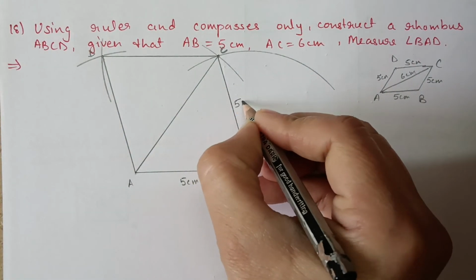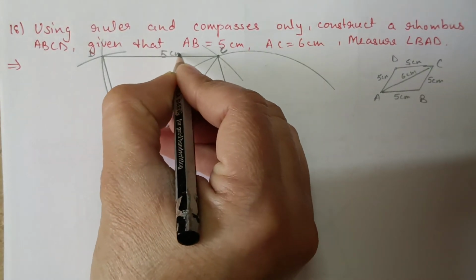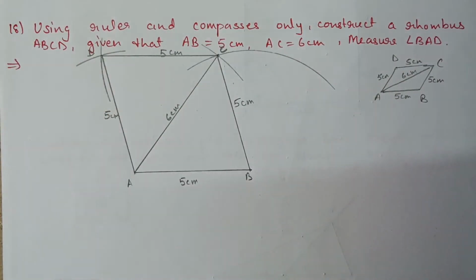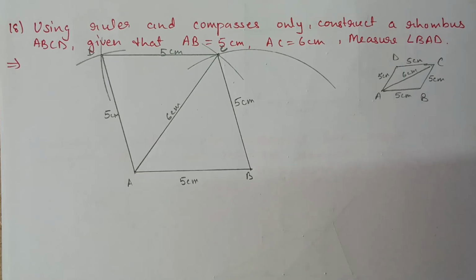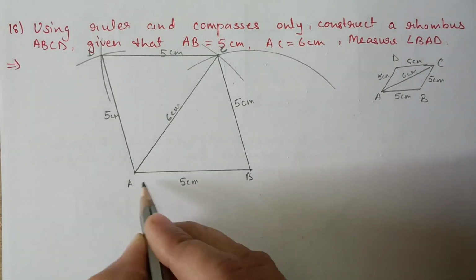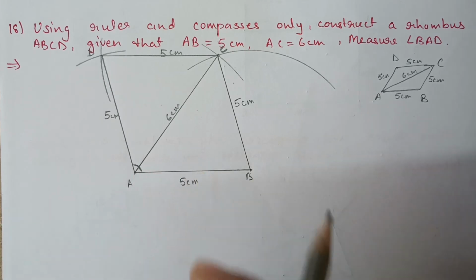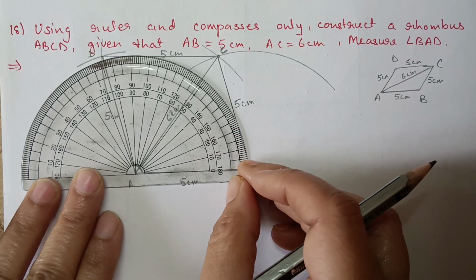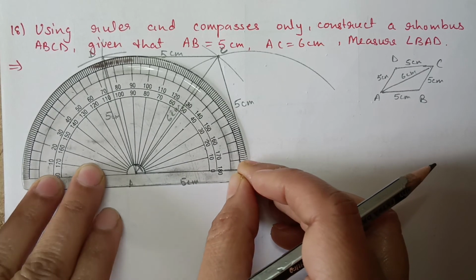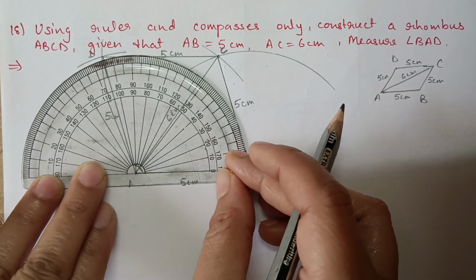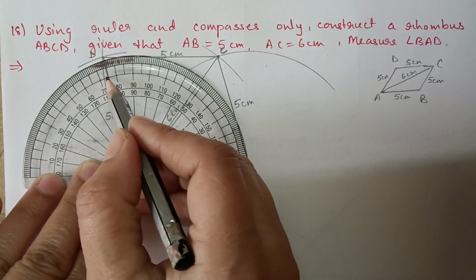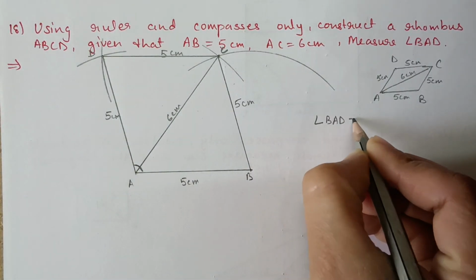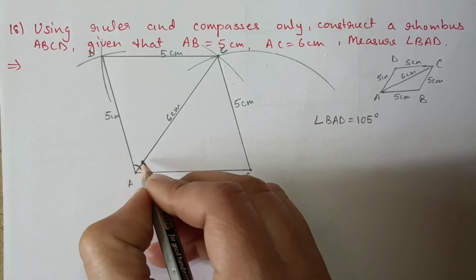Write all the measurements. This is 5 centimeter. This is also 5 centimeter. This is also 5 centimeter. This diagonal is 6 centimeter. Now in the question they have asked to measure angle BAD. So BAD means this angle we have to measure. With the help of a protractor we will measure. Keep your protractor, join the center point and baseline, and you can see it is coming nearly 105 degree. So angle BAD is equal to 105 degree.